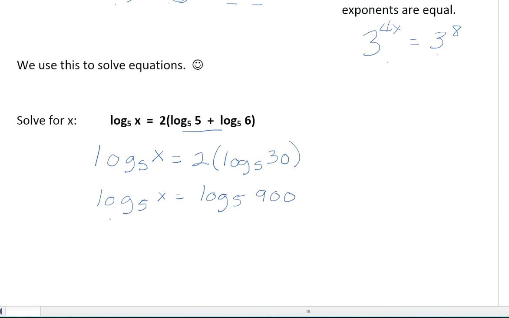Now I have it as a single log base 5 and a single log base 5. So now I can pull out this part and this part and set them equal to each other. So in this case, there's really no solving to do. X is equal to 900.